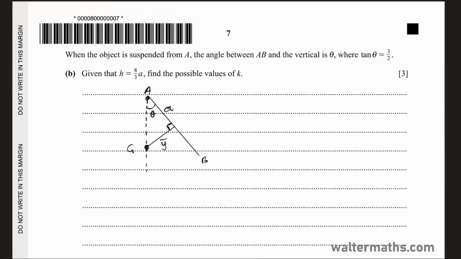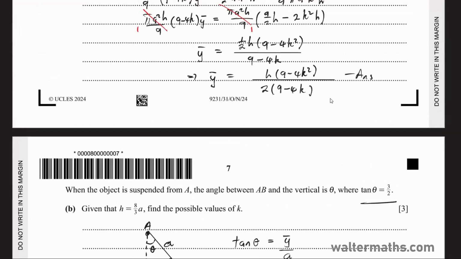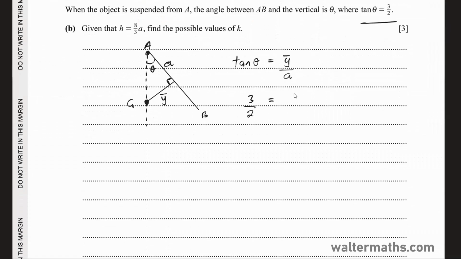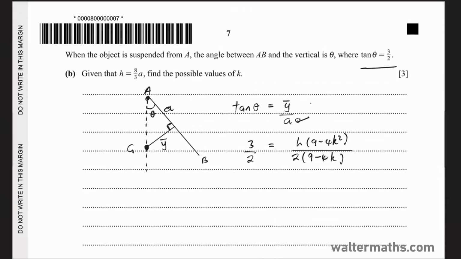Right, so we are going to say here that tan of theta is equal to opposite over adjacent. And they told us that tan theta is 3 over 2. So 3 over 2 is equal to y bar. We got y bar to be this. So we're going to make use of it down here. All right, so this is what we have. And it's actually over A. So I'll put an A here at the bottom.